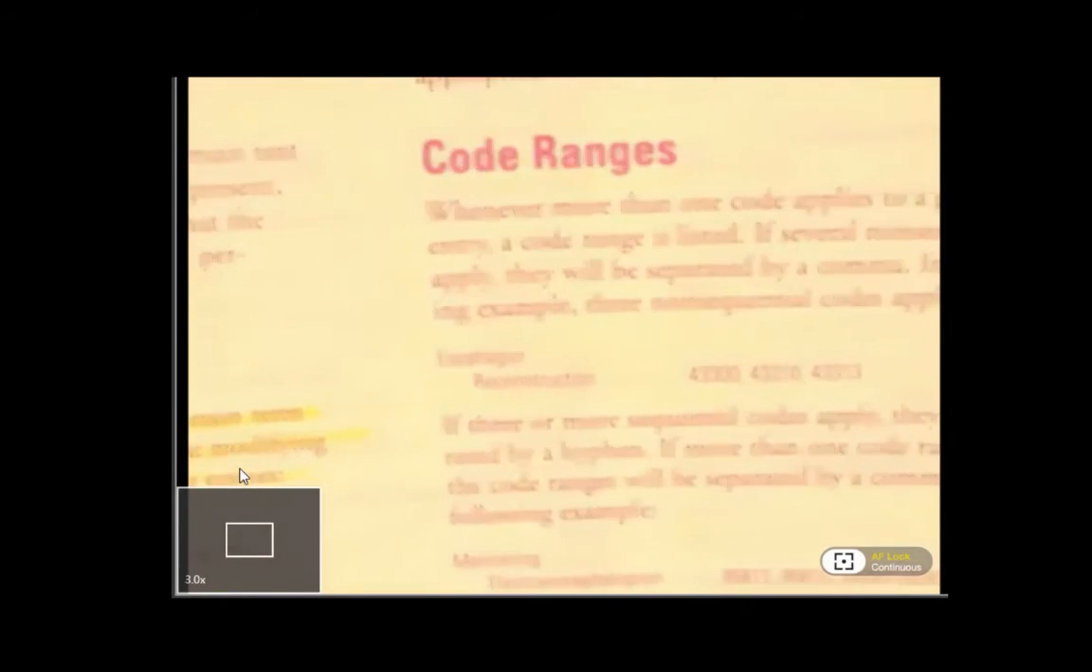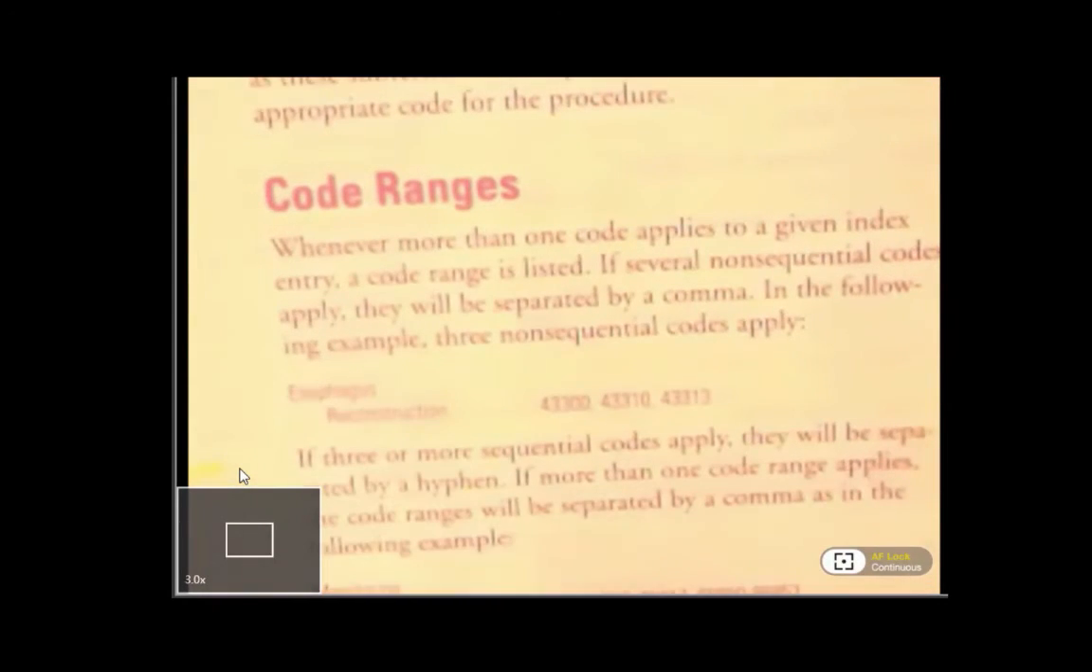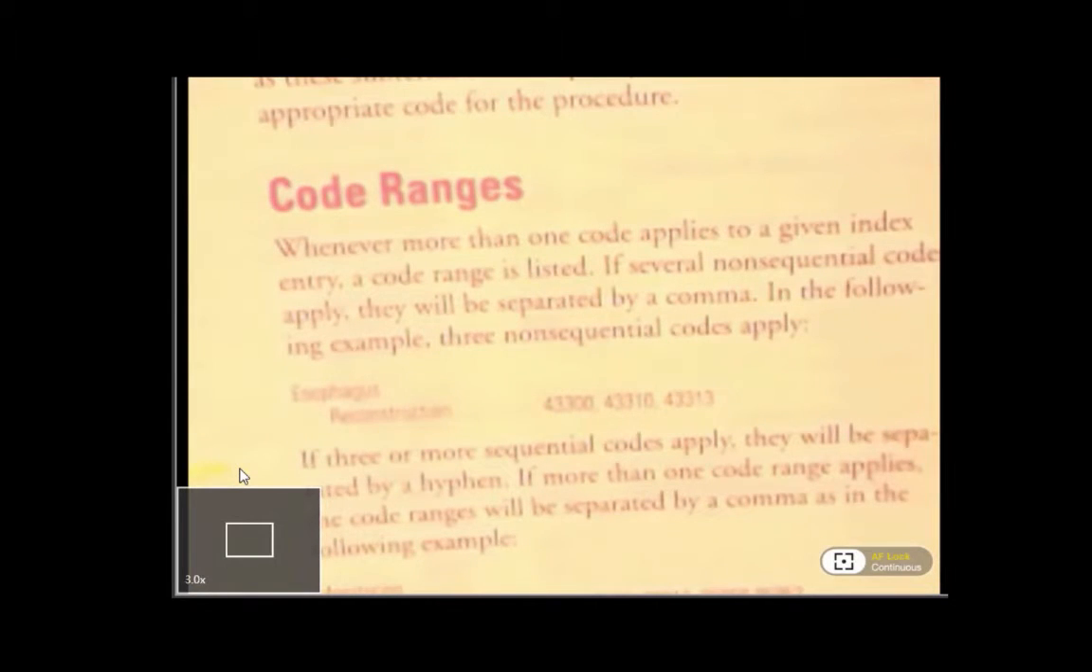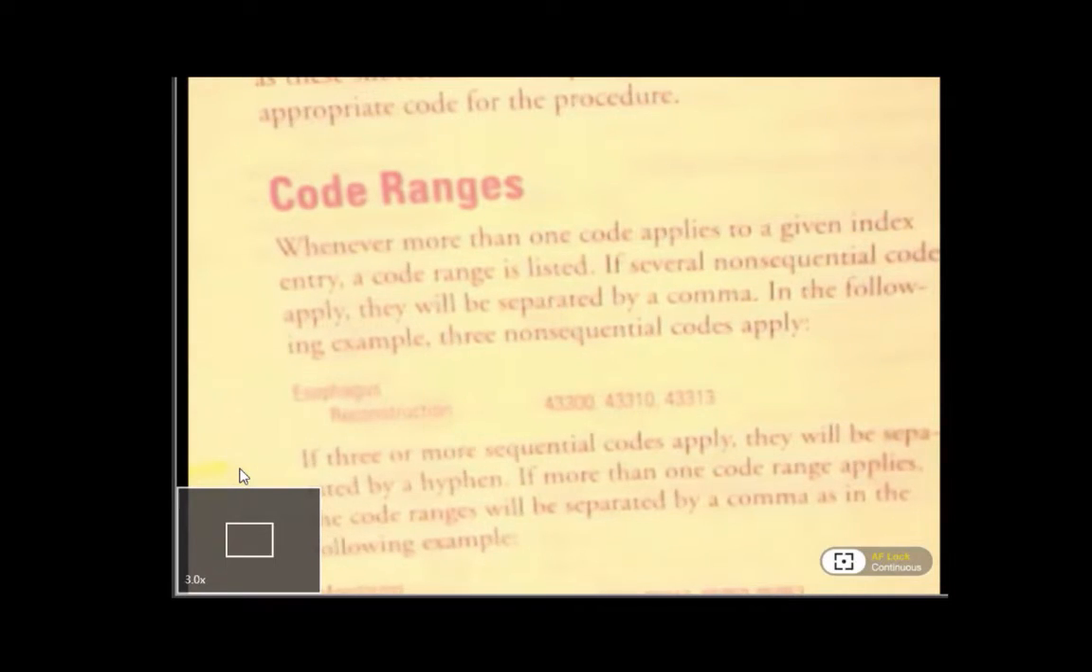Many times in the index you'll find a code range, like it'll give you, when more than one code applies to a given index entry, you get a code range. So really all you can do is go back to the code book itself and start with that first number in the range and just start reading them until you find the description that matches exactly what you're looking for.